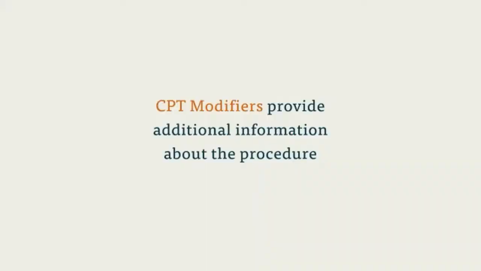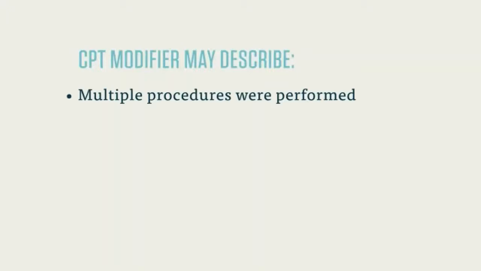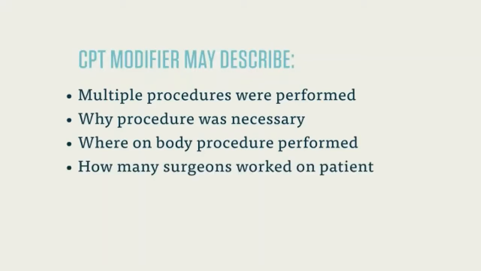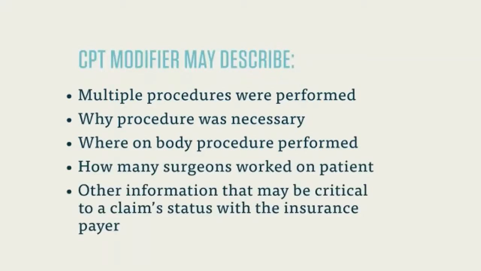Since medical procedures and services are often complex, we sometimes need to supply additional information when we're coding. CPT modifiers, like modifiers in the English language, provide additional information about the procedure. In English, a modifier may describe the who, what, how, why, or where of a situation. Similarly, a CPT modifier may describe whether multiple procedures were performed, why that procedure was necessary, where the procedure was performed on the body, how many surgeons worked on the patient, and lots of other information that may be critical to the claim status with the insurance payer.